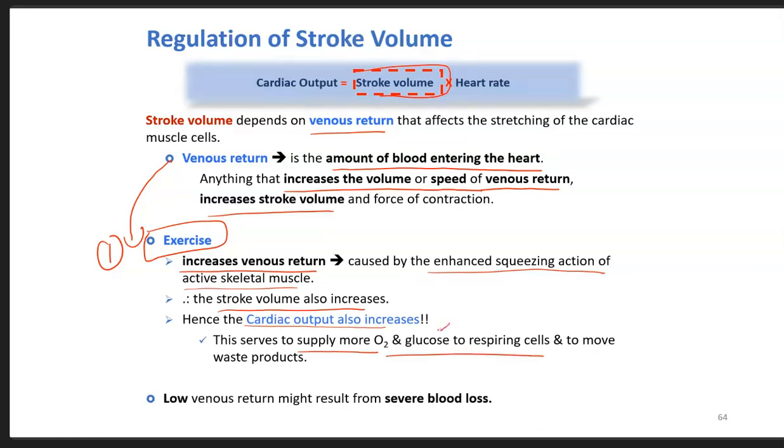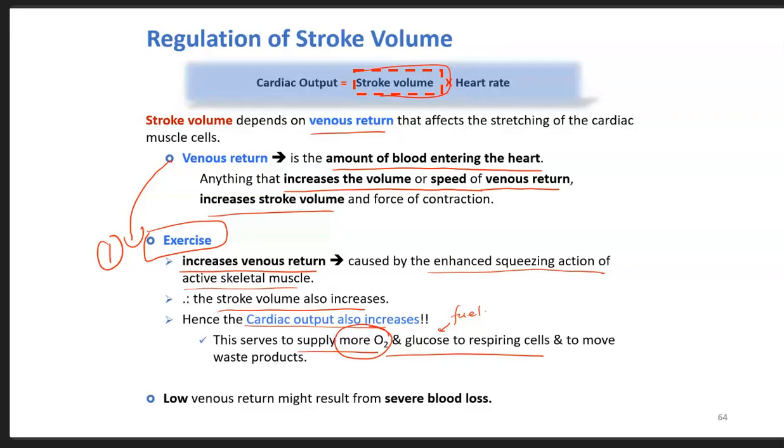So glucose acts as fuel for cellular respiration to generate energy. Also required during cellular respiration is oxygen. Kita belajar dulu kan, cellular respiration perlukan glucose, perlukan oxygen in order for cellular respiration to generate ATP, okay, to provide your body with more energy. So it says here low venous return might result in severe blood loss, kan. So if a person is experiencing blood loss, obviously venous return will be reduced, okay.